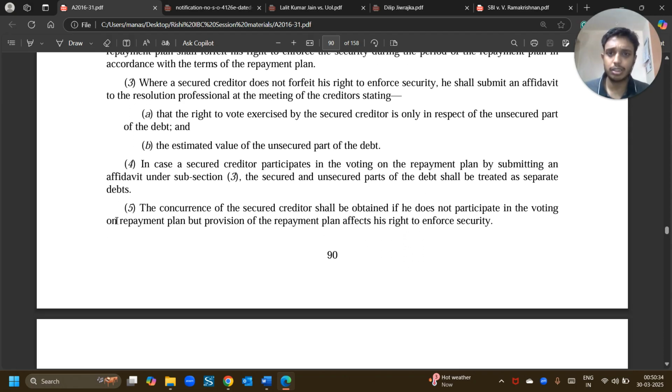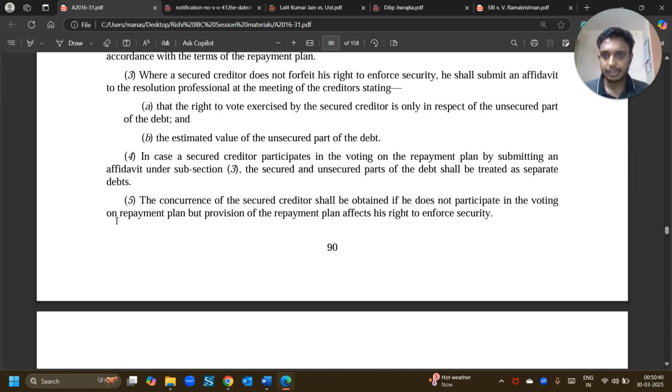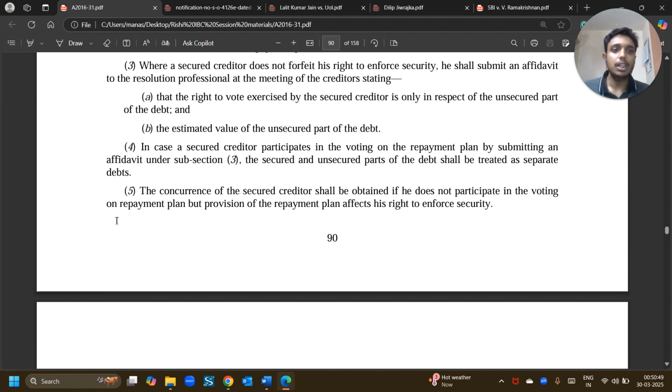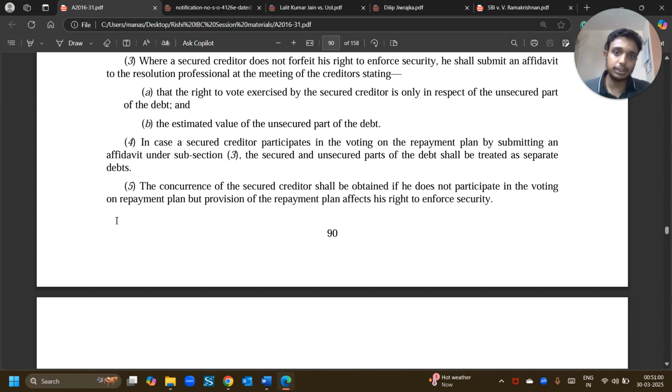Subsection 3 says, where a secured creditor does not forfeit his right, he shall submit an affidavit to the RP saying the following. 1. The right to vote exercised by the secured creditor is only in respect of the unsecured part, if there is any, and the estimated value of the unsecured part of the debt. So this is just to clarify that I am sitting in the meeting only for one reason: whatever unsecured debt is there, I am voting in respect of that, not with respect to the secured part of it, because that I refuse to forfeit. I will enforce it in a manner I deem fit.